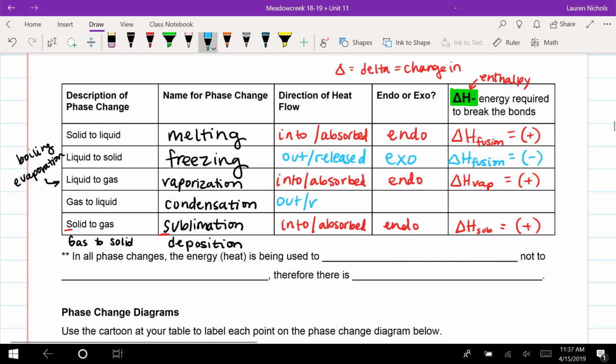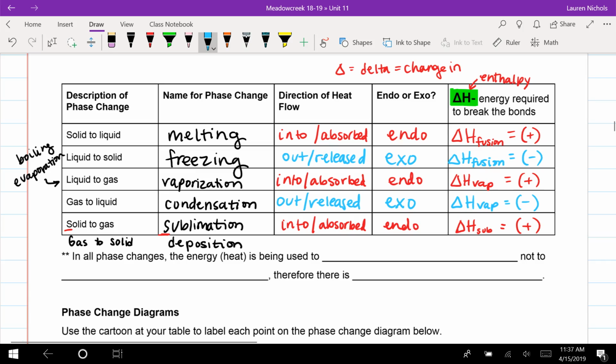And so the same can be said for condensation. But instead of delta H of fusion, we're doing delta H of vaporization, but it's the opposite. It's negative instead of positive, but it's literally the exact same number, which we saw in our warm-up on April the 15th, which was today.